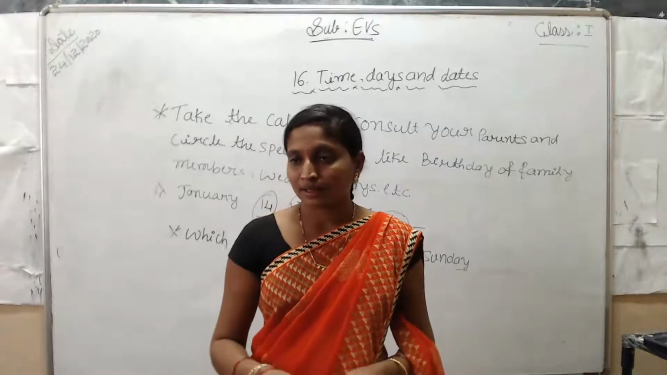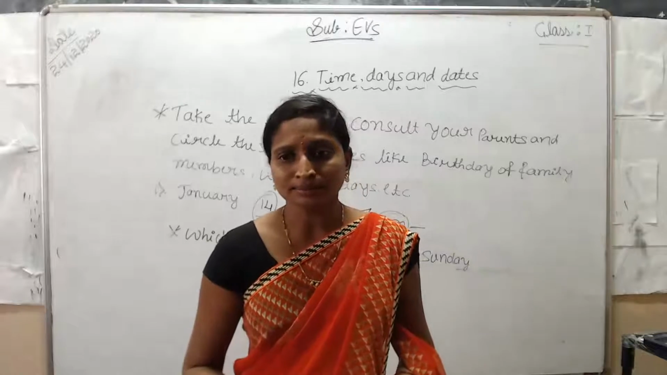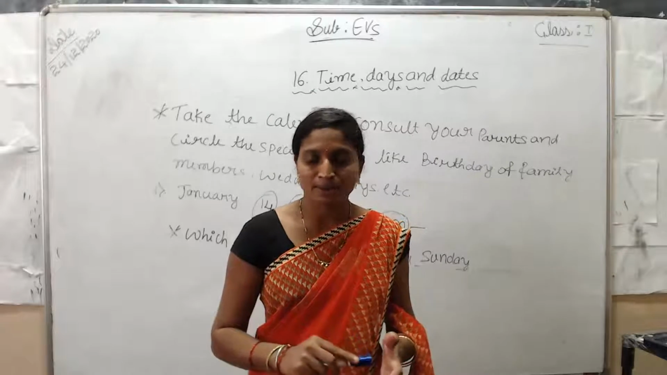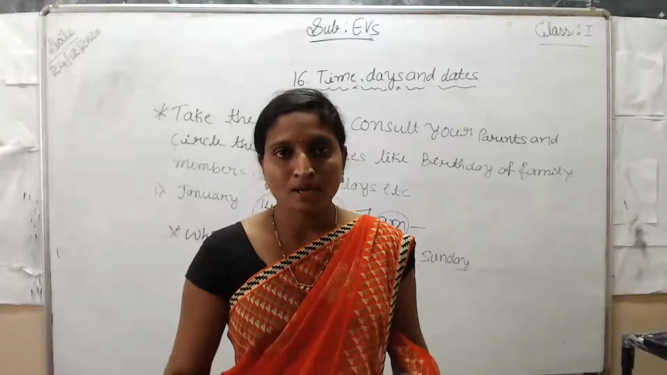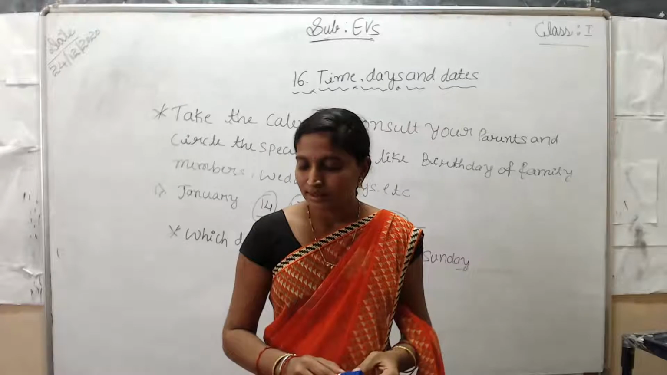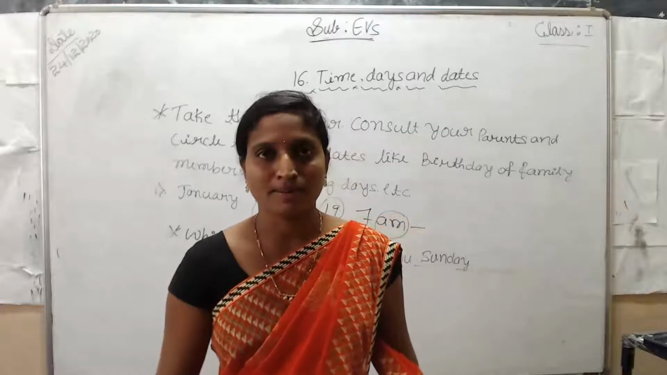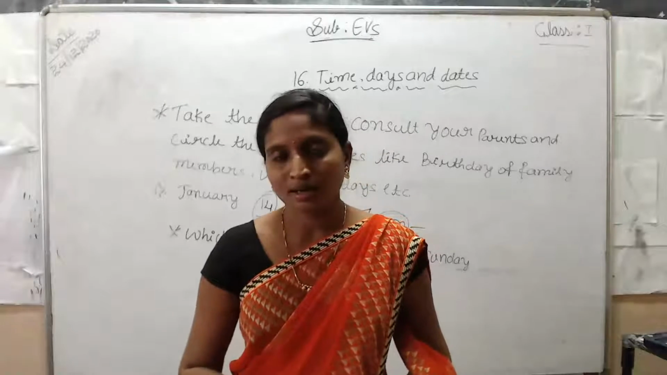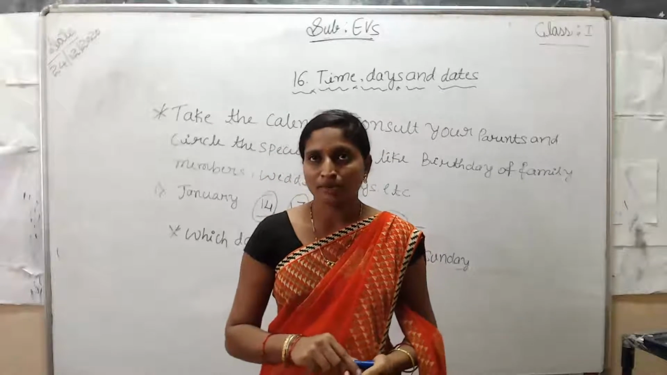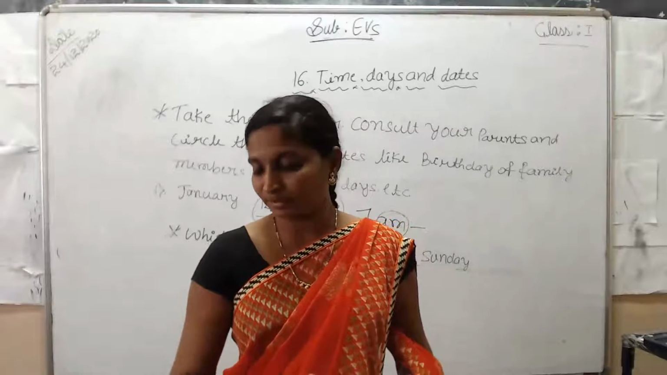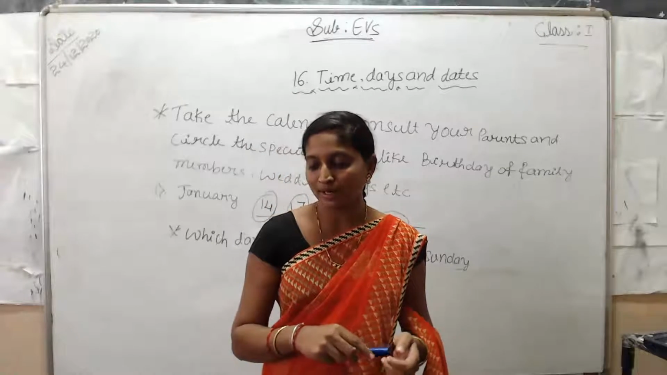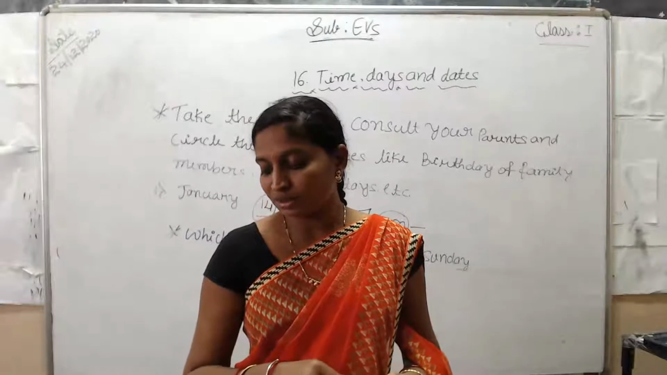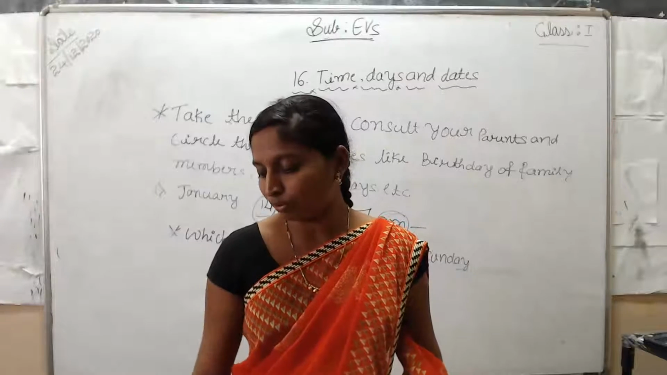Next, calendar. How many months are there in a calendar? 12 months. What are the months' names? January, February, March, April, May, June, July, August, September, October, November and December. There are 12 months in 1 year. How many days in 1 year? 365 days in 1 year. Write the name of each month for practice at home.